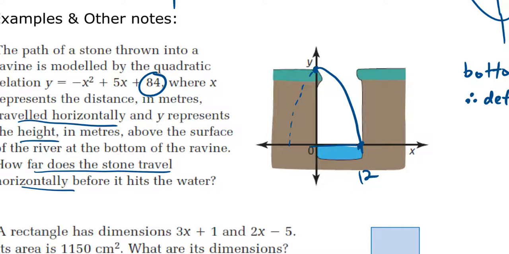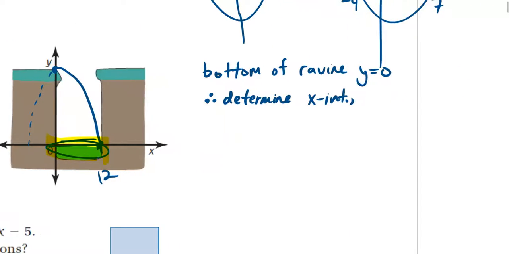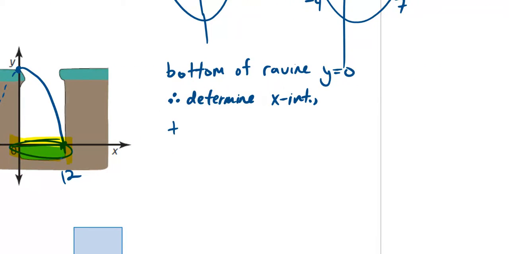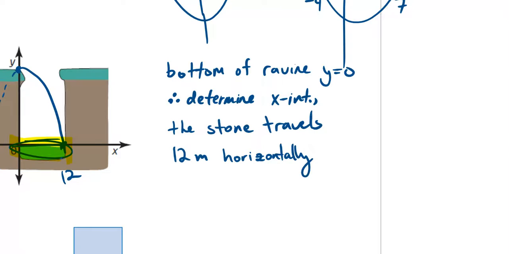So we're looking at this horizontal distance right here. If I highlight it, this is it. Okay, so it travels a horizontal distance of 12 before it hits the water. So you're looking at what's that x-intercept just before it hits the water. So here we're going to say, therefore, the stone travels 12 meters horizontally before it hits the water.